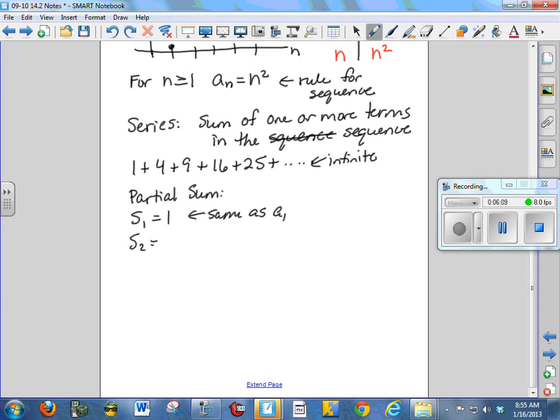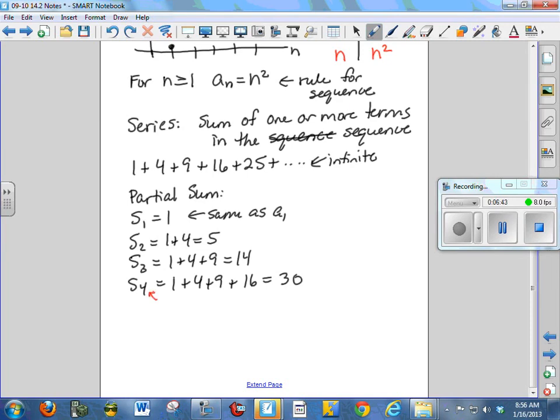S sub 2, however, is the sum of the first two terms. 1 plus 4 equals 5. S sub 3 is equal to 1 plus 4 plus 9, which is 5 and 9, 14. S sub 4 is 1 plus 4 plus 9 plus 16, which is 30, and so forth. So we can find partial sums by just adding up the designated number in the subscript of the terms in the sequence.